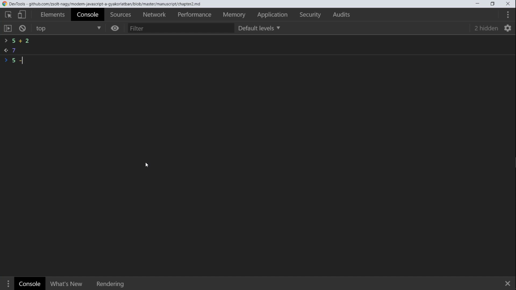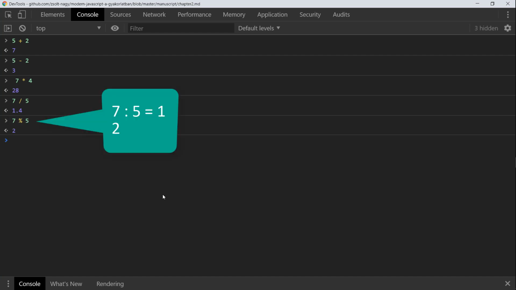So 5 plus 2 is 7, 5 minus 2 is 3, 7 times 4 is 28. Now, when it comes to division, we have floating point division, which means that if you have 7 over 5, then the result is 1.4. But there is also this concept of whole division, which means that the result of a division is an integer. For example, 7 divided by 5 is 1, and then we denote the remainder.